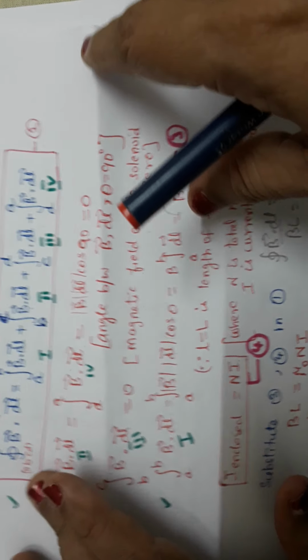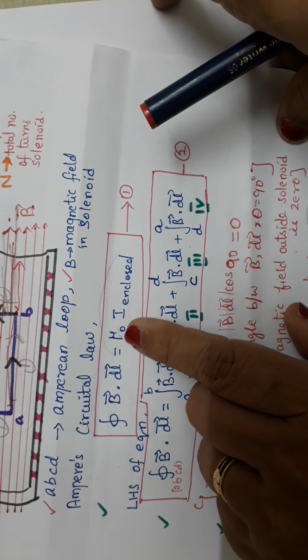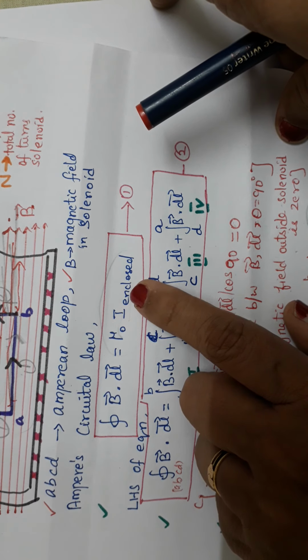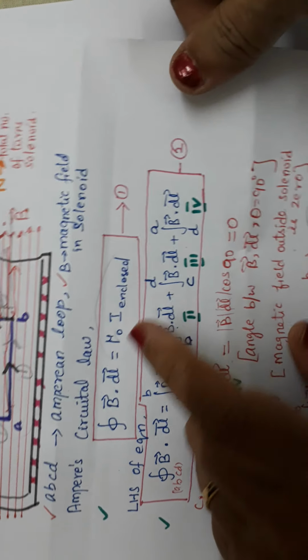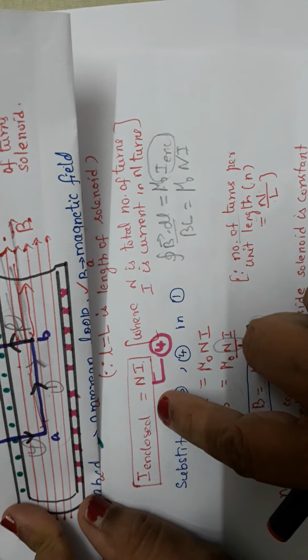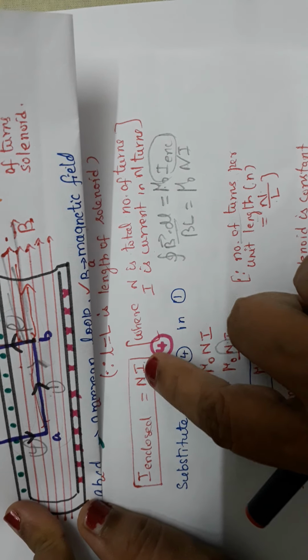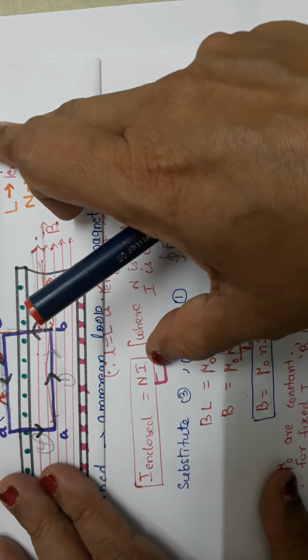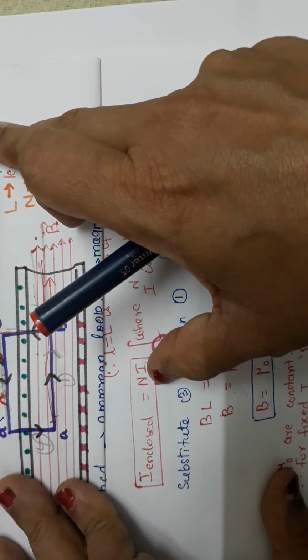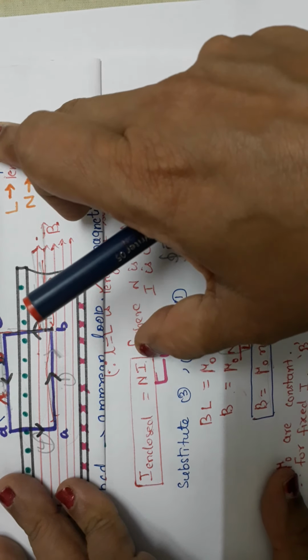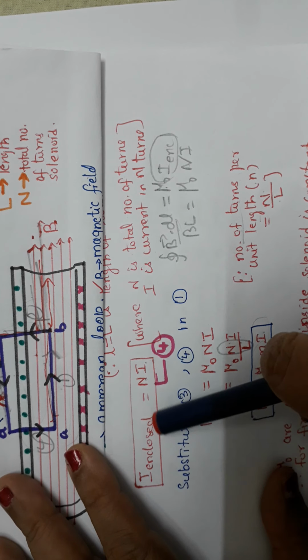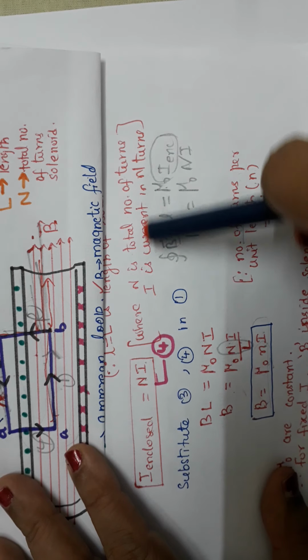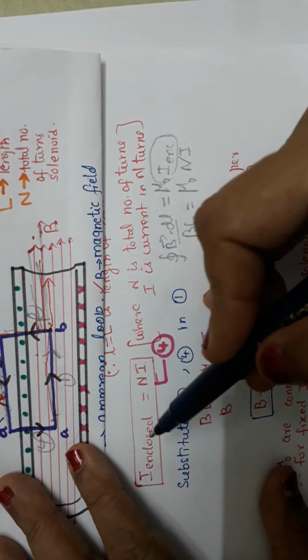Now coming to the Ampere circuital law, right hand side you see mu naught I enclosed. You should know what is this I enclosed value, children. I is the current in the coil. This Amperean loop encloses how many turns? N turns. Total number of turns in the solenoid is N, right? Total number of turns into current in each turn is I. So I enclosed is N into I, where N is the total number of turns, I is the current in N turns. So you know that I enclosed value.